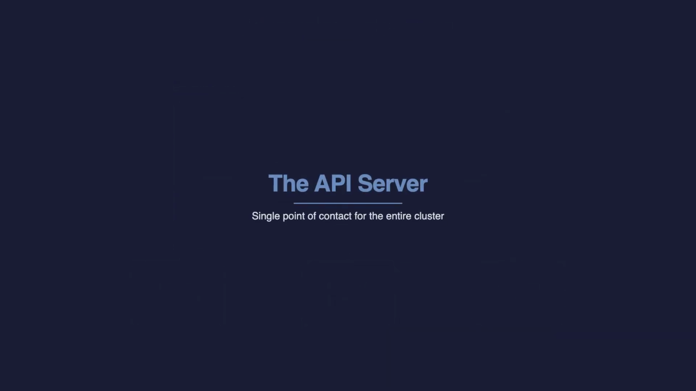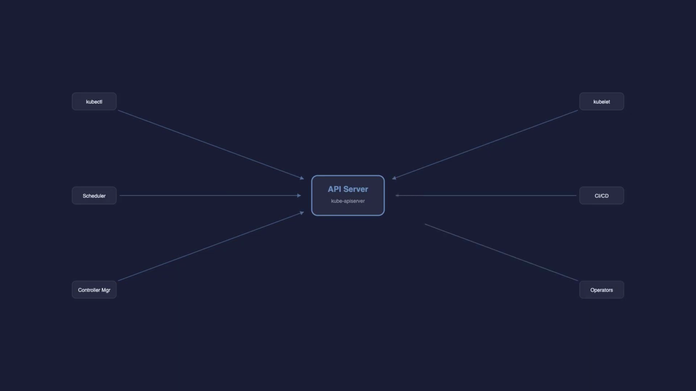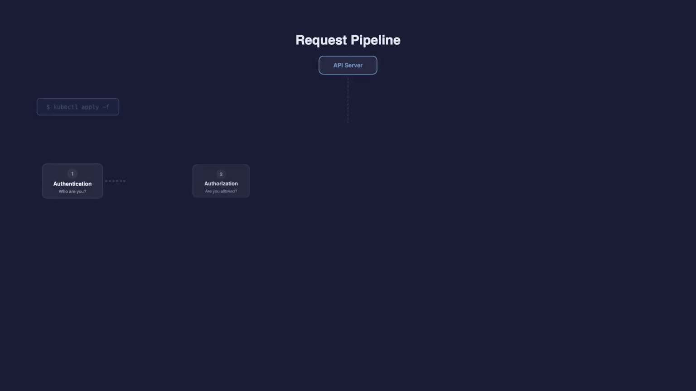The API server is the single point of contact for everything in the cluster. Every kubectl command, every internal component, every piece of automation, they all talk to the API server. When you run kubectl apply, your request hits the API server first. It goes through a pipeline.